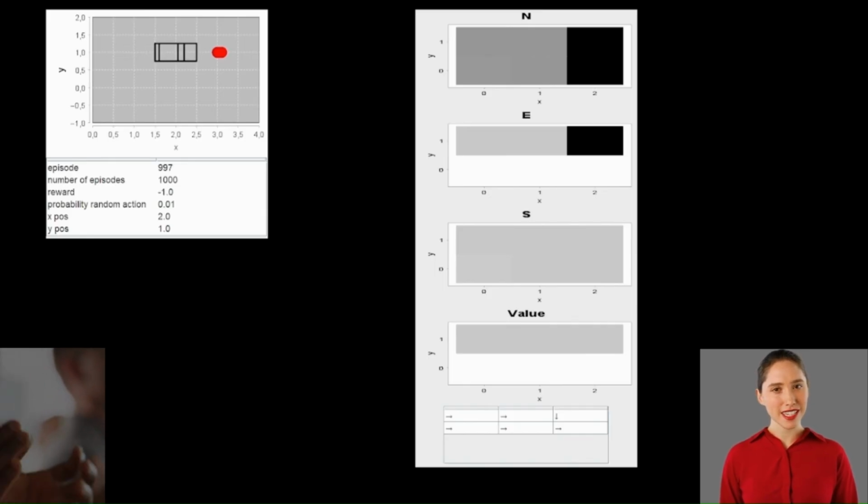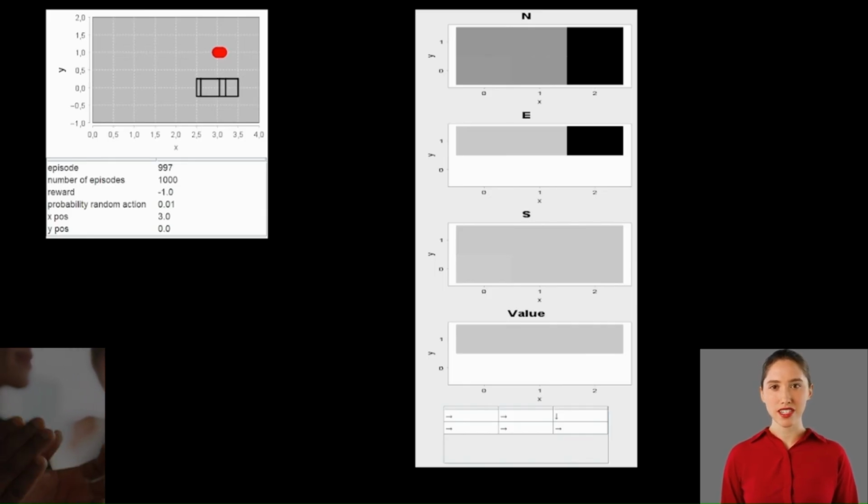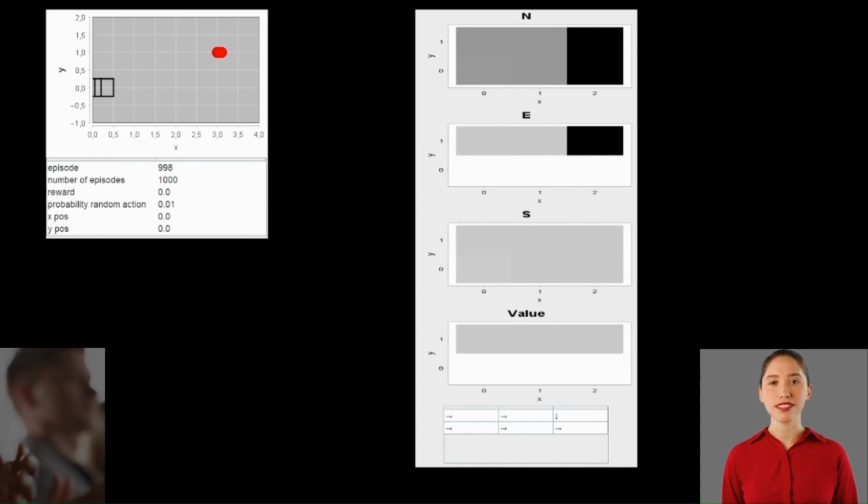Wonderful. This is fantastic. We now have a trained agent in place. We can observe the desired behavior. The bull is consistently avoided.